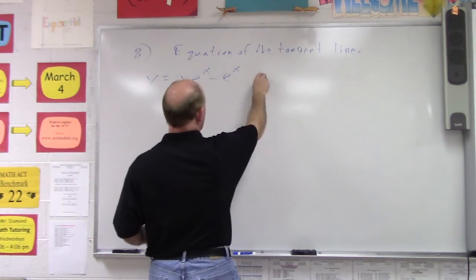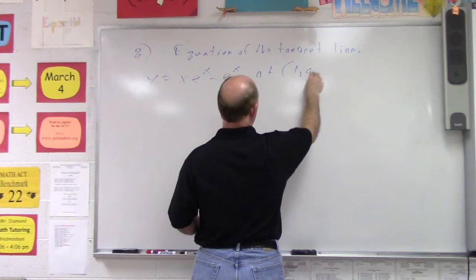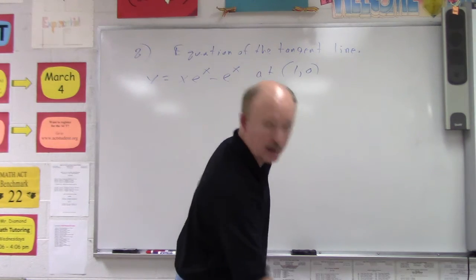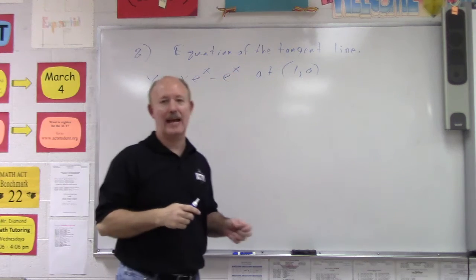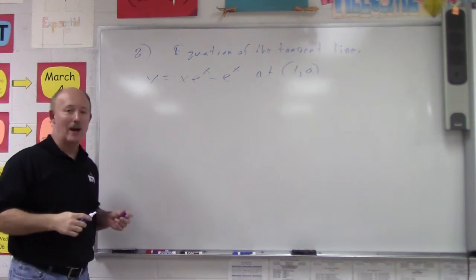Okay, at the point (1, 0). Let me just double check and make sure I got it copied down correctly. So x e^x minus e^x at the point (1, 0). What would the equation of our tangent line be?